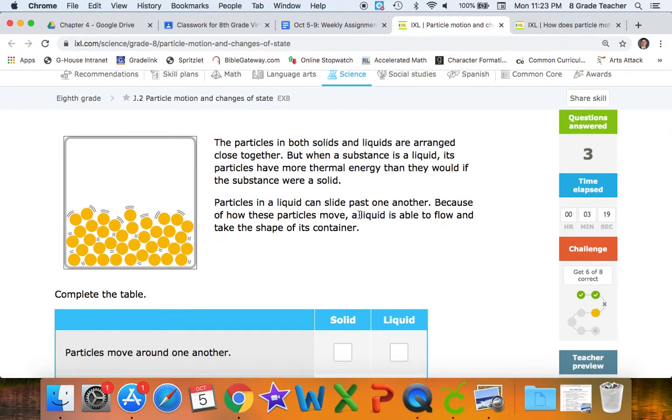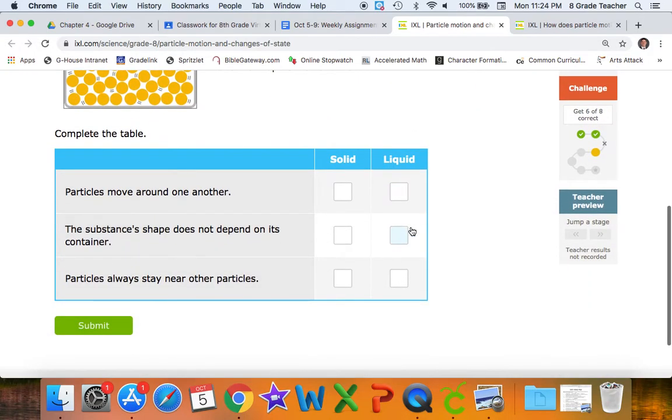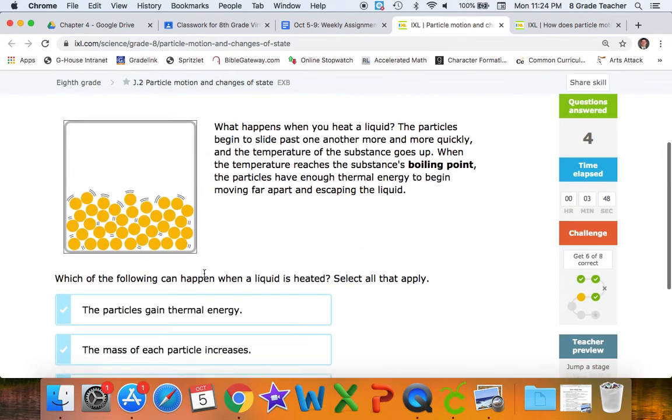Particles in both solid and liquids are arranged close together, but when a solid is a liquid, its particles have more thermal energy than they would if the substance were a solid. Particles in a liquid can slide past one another because of how these particles move. A liquid is able to flow and take the shape of its container. Complete the table. Particles move around one another. That's a liquid. Substance shape does not depend on its container. Solid. Particles always stay near other particles. Those are both true, as we just learned.